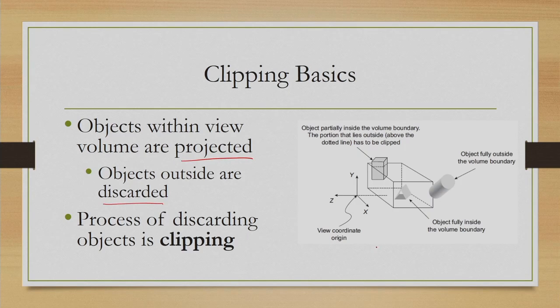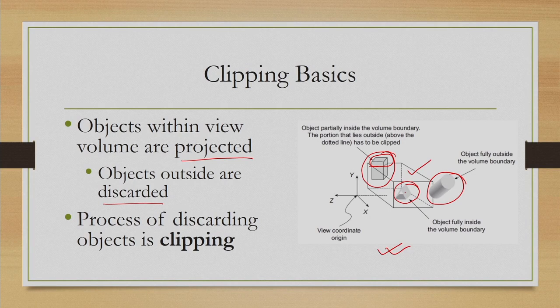For example, let us have a look at this figure. Here the view volume is shown with this rectangular parallelepiped. Now, as you can see, this object is entirely within the view volume, so it will be projected on the view plane. This object is partially within the view volume, so whichever part is within the view volume will be projected, and the outside part, this one, will be discarded. Whereas, in this case the entire object is outside the view volume, so it will not be projected.